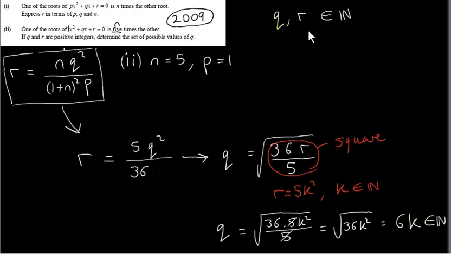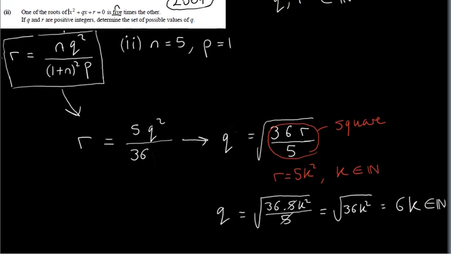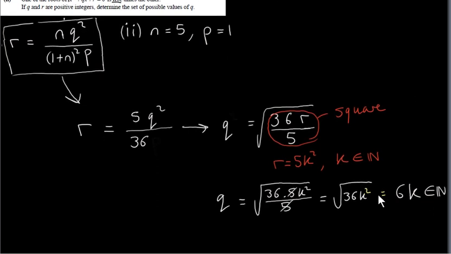Actually, we want q to be a positive integer, or a natural number. And for it to have this form here, well then q could equal 6 times 1, which is 6, or 6 times 2, which is 12, or 6 times 3, which is 18, and so on.